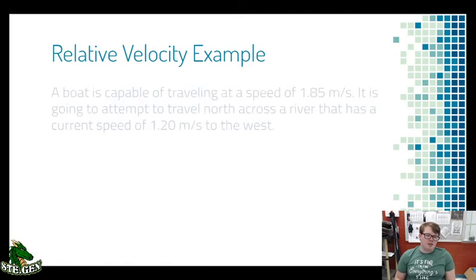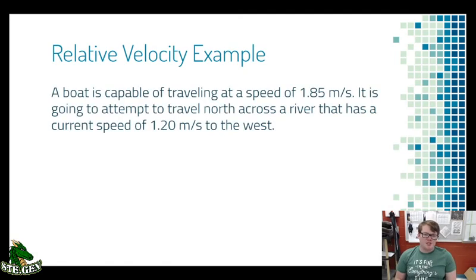So my next example is a boat is capable of traveling at a speed of 1.85 meters a second. Let's say you've measured it on completely still water. You know the boat can travel at 1.85 meters a second. What you're going to attempt to do with that boat is travel north across a river, and that river has a current speed of 1.20 meters per second to the west. With that information, on the boat, you're going to perceive yourself moving 1.85 meters per second. And just looking at the river, you're going to perceive the river moving at 1.2 meters per second.